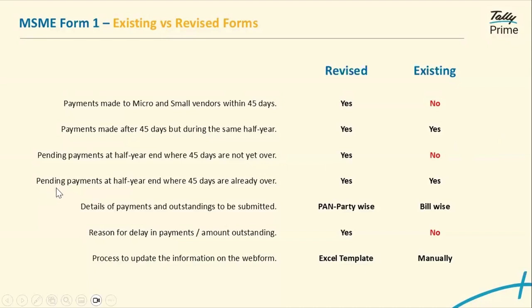Outstanding for more than 45 days, definitely, is a common point. Other than this, for the detail of payment and outstanding, in the previous version it was supposed to be bill-wise detail. Now in the revised form, it is in the form of PAN party-wise detail. Okay, means there has to be a PAN consolidation, and then the summary data will flow to the MSME Form 1.